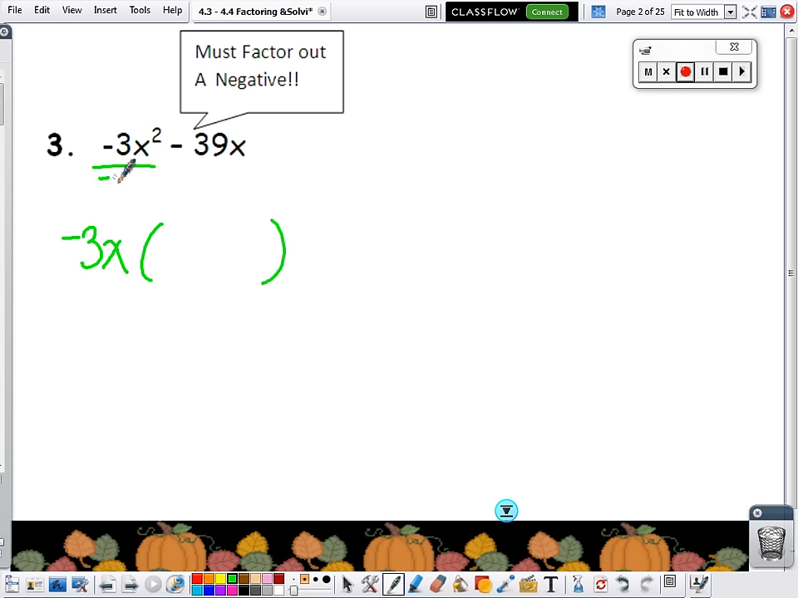So when we divide this by negative 3, we are left with x. Okay? And then when we divide the second term by negative 3, we are left with a 13. But be careful, notice this sign, a negative and a negative, now that is a positive. And you can always check yourself because you can distribute this back through to make sure that you are getting negative 3x squared minus 39x.